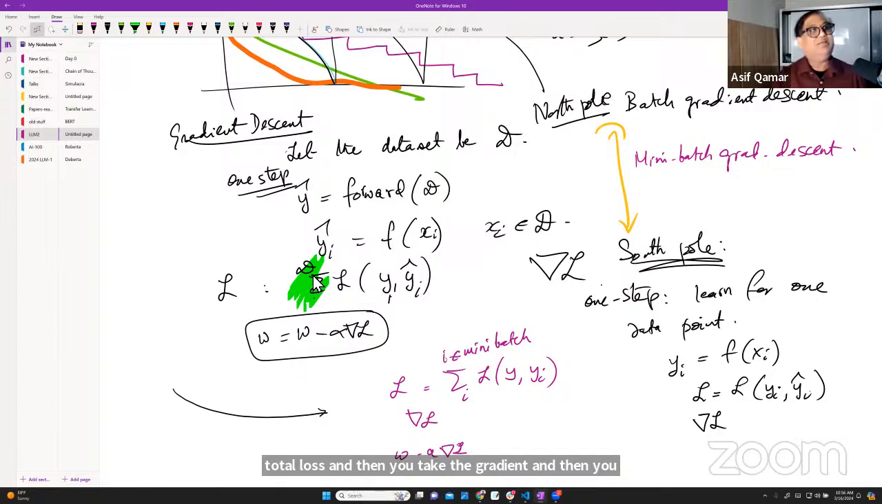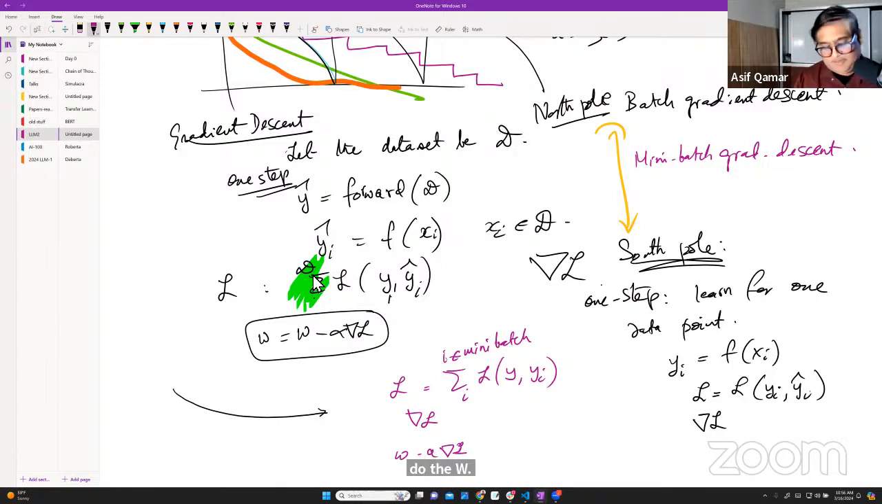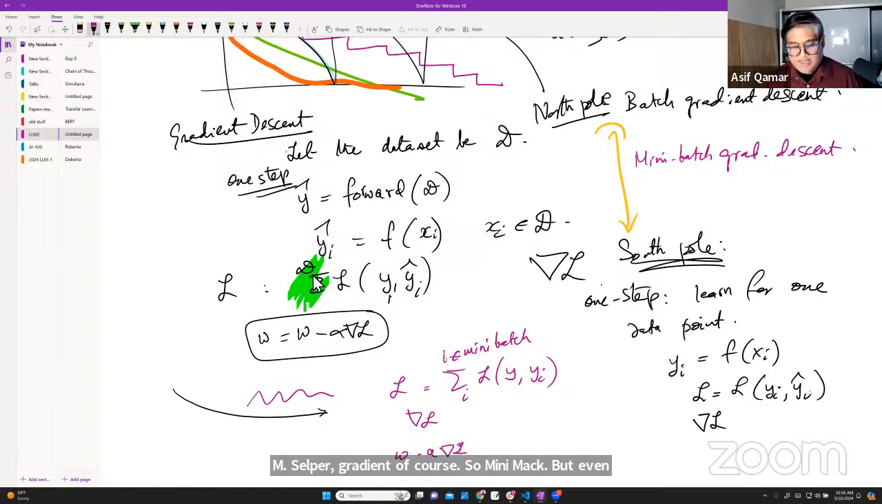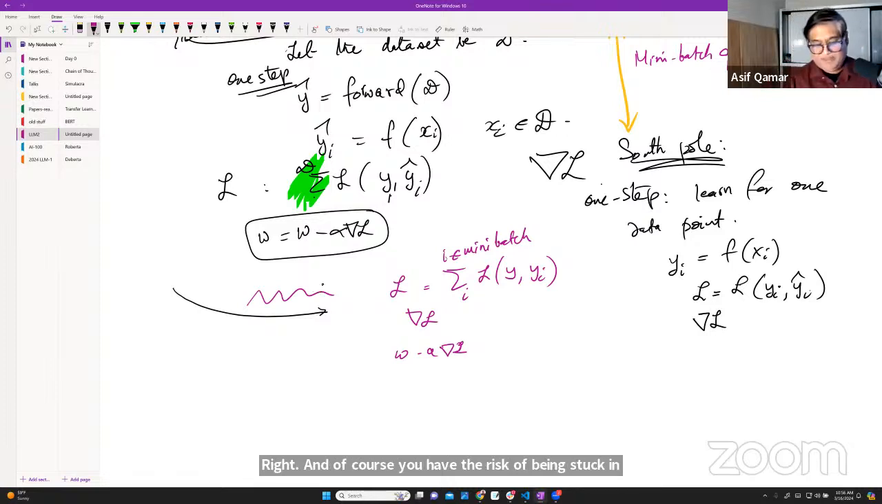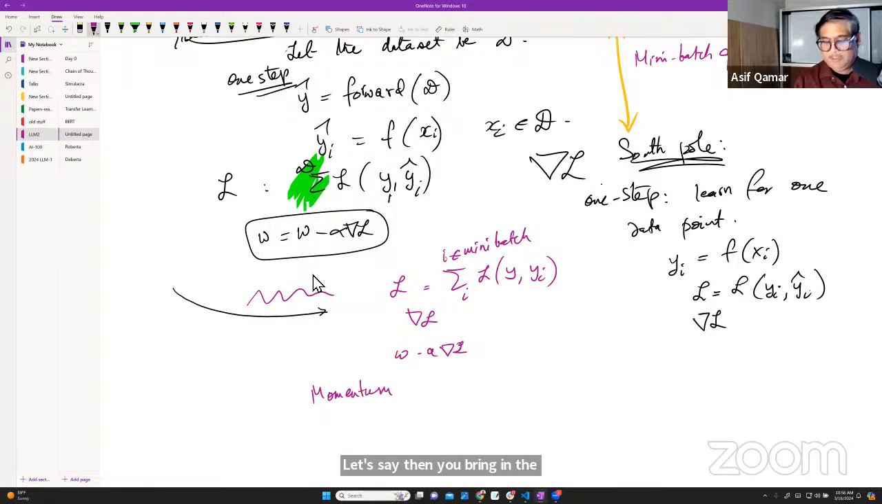But even when you do mini batch, the problem is that you still oscillate quite a bit. And of course, you have the risk of being stuck in local minima. And that is where you bring in momentum. So then you bring in the momentum based. So you don't actually listen to this. You replace this with this term in the momentum based.